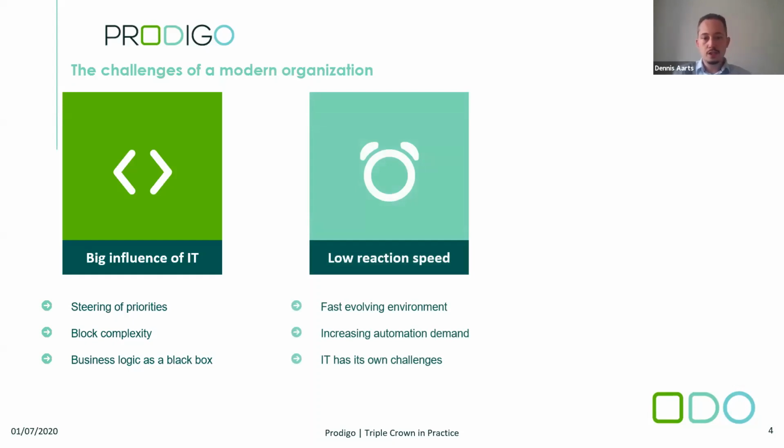Then the second main concern is the low reaction speed. So what we have is a very fast evolving environment. The world around us evolves very quickly. Then there is an increasing automation demand. So when you look at organizations, the business knows that things can be automated and they will ask for it. So you see that there is an increasing demand there. And IT has its own challenges, by which we mean that in a lot of organizations, you see that there are technical re-engineering phases in action to adapt the infrastructure of IT, and that brings along a lot of new challenges. Think about cloud, things like that, that IT has to spend time on, but doesn't necessarily have time for in combination with the higher demand of the business.